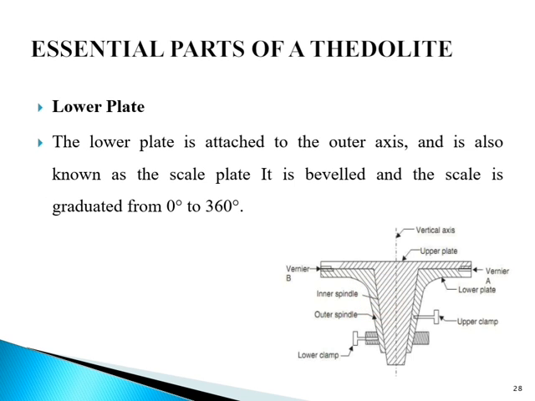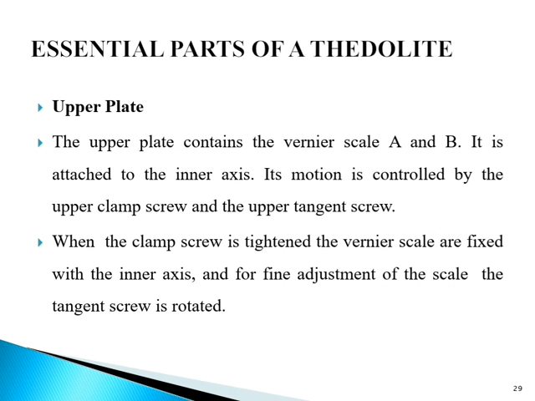Next is lower plate. The lower plate is attached to the outer axis and is also known as the scale plate. It is beveled and the scale is graduated from 0 degree to 360 degrees. So you can see the lower plate here in the image.